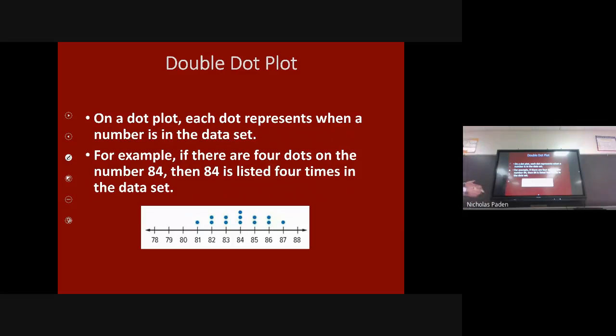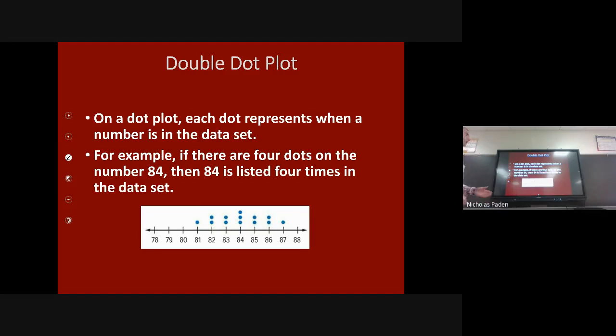Okay, so a couple things about double dot plots before we move on. On a dot plot, each dot represents when that number is in the data set. So, for example, if there are 4 dots on the number 84, that means 84 is listed 4 times in the data set. One thing that's nice about a dot plot is that the numbers are already in order from least to greatest. And so whenever we list that, if we have to find the median or even the IQR, as we'll do here in a second, you list that, it'll be 81, 82, 82, 83, 83, 84, 84, 84, 85, 85, 86, 86, and 87.